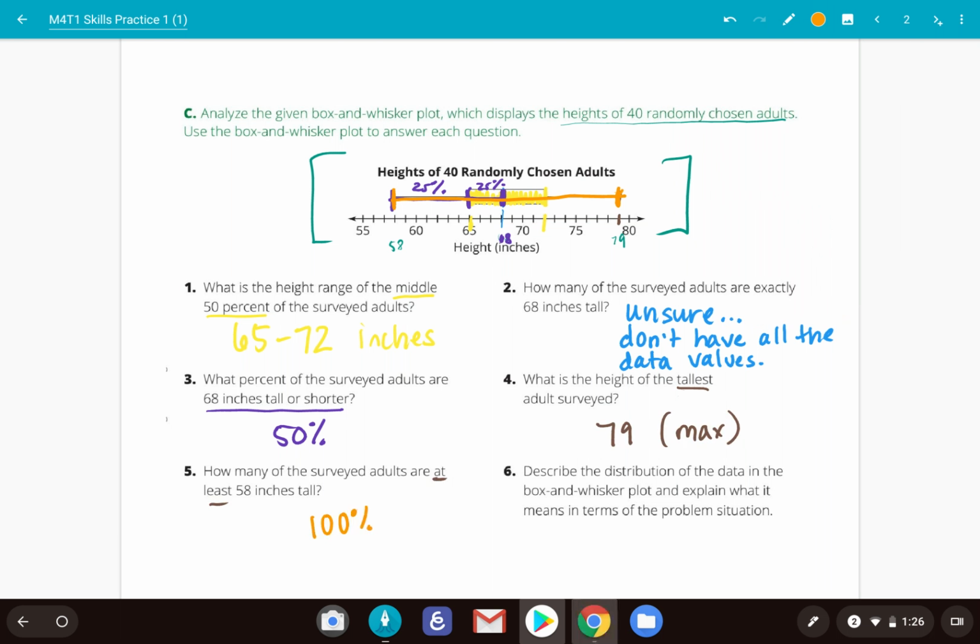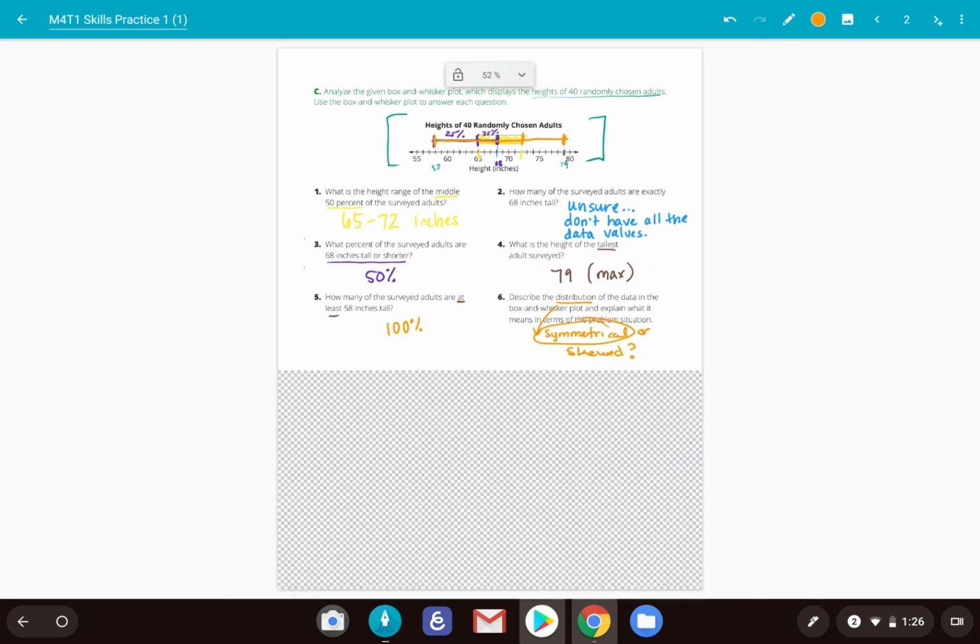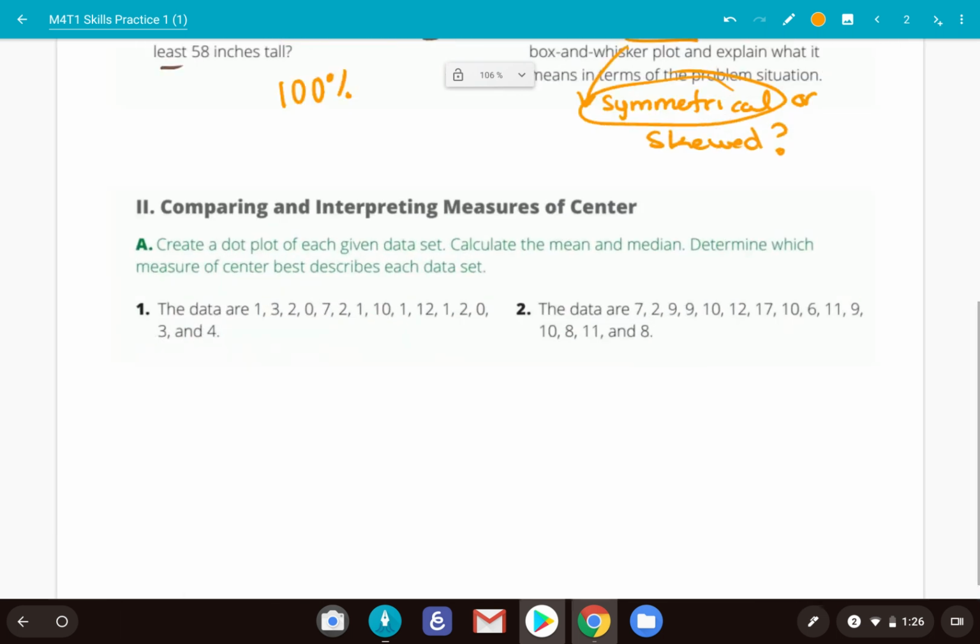And then describe the distribution of the box and whisker plot. For distribution, I mean, is it symmetrical or is it skewed? In this case, I would say this is pretty symmetrical. All right, and let's do the next part.